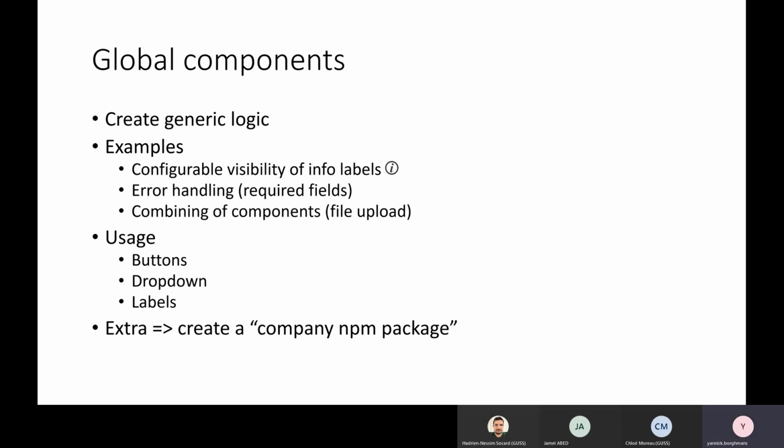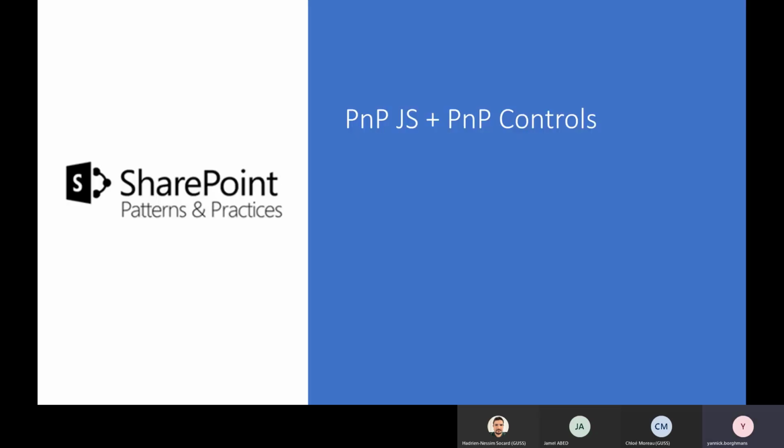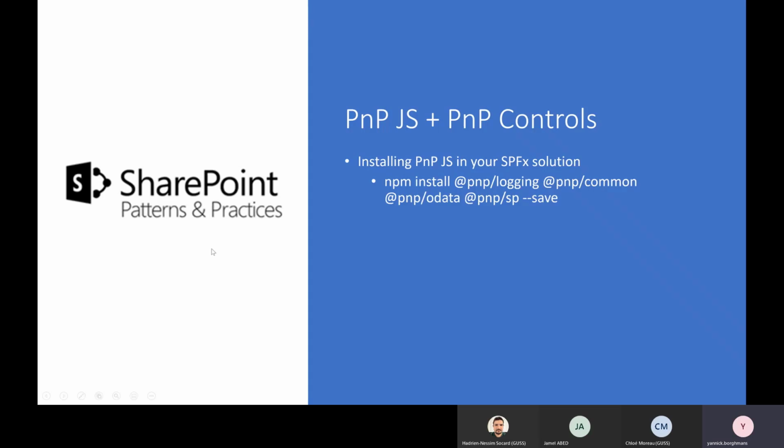And an extra thing, if you want to take it to a better level: you can create a company-specific NPM package. So you can reuse those specific components inside of another SharePoint Framework project, instead of just copy pasting lines of code between projects. You can then create a new NPM package, using PnP.js and PnP controls together with the Office UI Fabric. So simply install it with the npm command, and then usage.